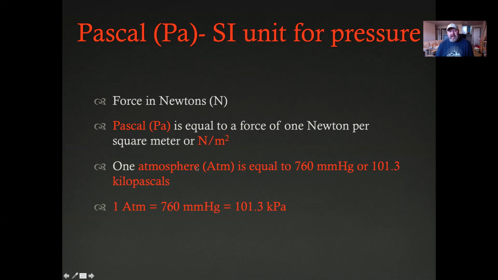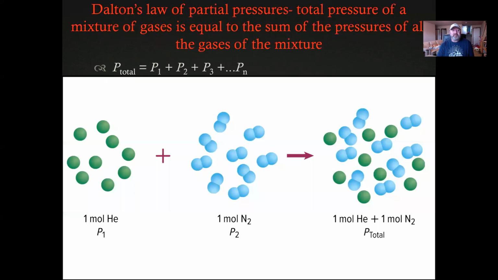Okay, so 1 atmosphere is equal to 760 millimeters of mercury, right? That's how far the mercury will rise up and down the thermometer. Or it's also equal to 101.3 kilopascals, and that's what the pressure would be at sea level. That's how that's measured. So 1 atmosphere is the same thing as 760 millimeters of mercury. It's the same thing as 101.3 kilopascals. Because those are equivalent, they can all be used as conversion factors. And we'll get into that at a different time in a different chapter.